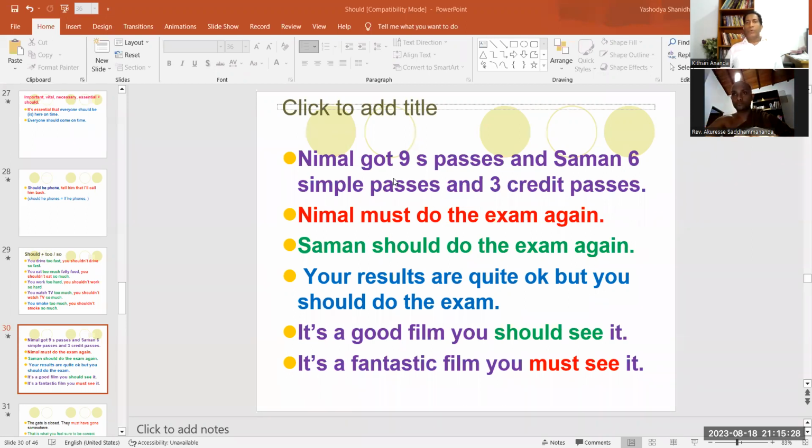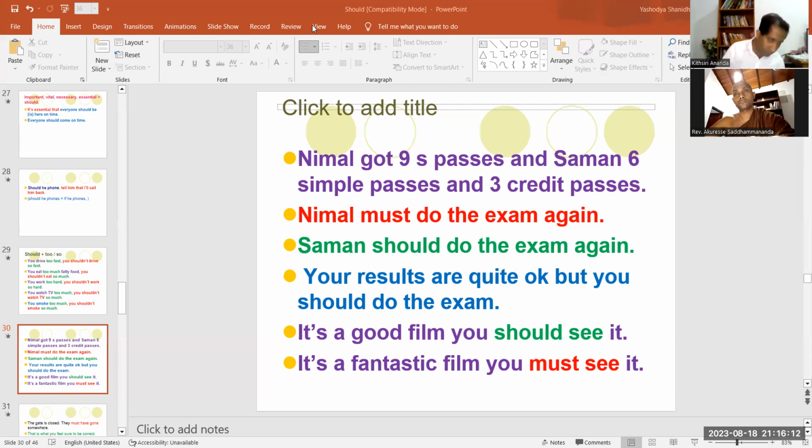Now who has passed the exam? Nimal or Saman? What's your answer? Who has passed the exam? Nimal or Saman? Nimal has got 9 simple passes. Saman has got 3 credits and 6 simple passes. If I ask you who has passed, what would be your answer? Both students passed the examination, but Nimal has got 9 passes, but he cannot sit for the A-level exam.